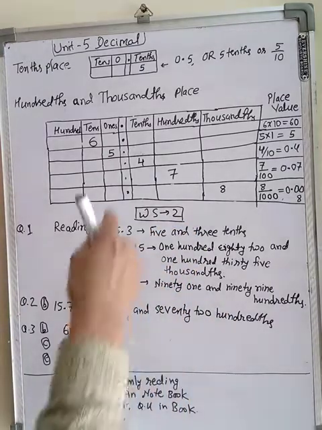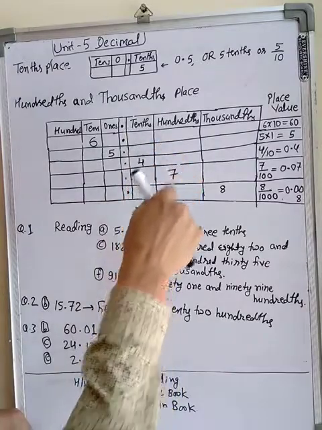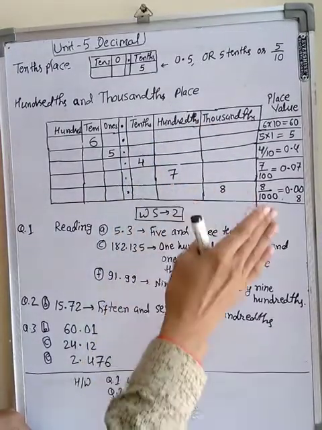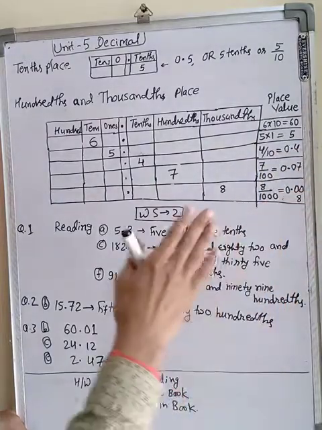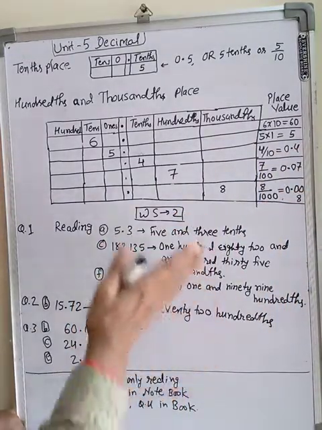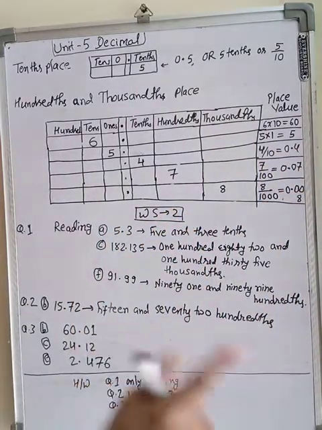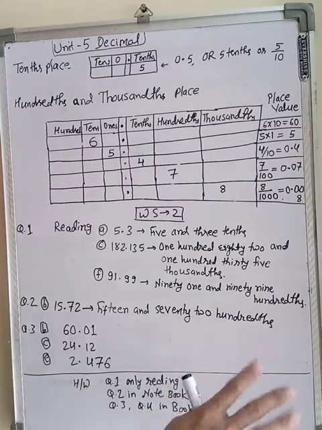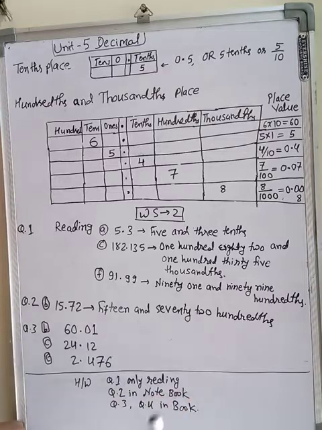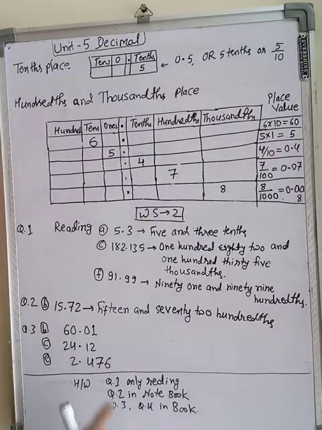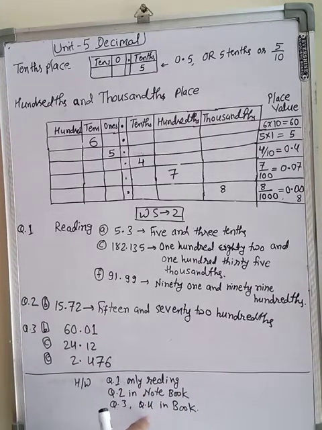So today we have learned the hundredths place, and the thousandths place also. Their values will be this way. Today only the reading part is there, how we will read. Your homework: question number 1 is only reading, don't write it in any copy. Question number 2 in the notebook. And question numbers 3 and 4 in the book only.